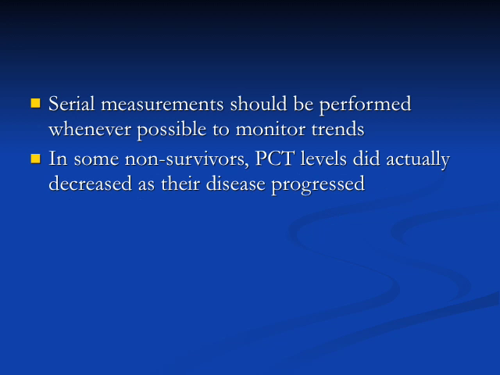Authors recommended that serial measurements should be performed whenever possible to monitor the trends, with those that trended up having a poor prognostic indicator and also clinically showing a worsening of their underlying infection. With that being said, in some survivors, though, procalcitonin levels did actually decrease as their disease progressed.